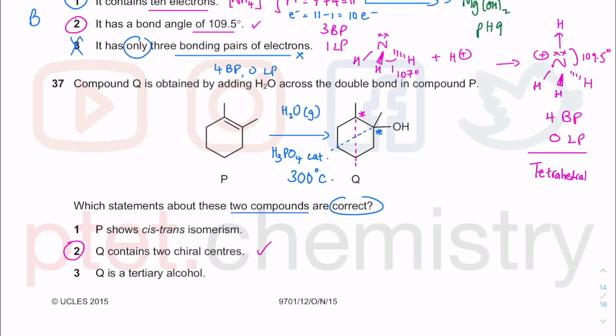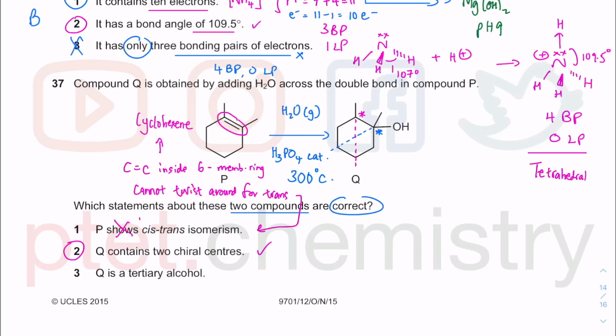P shows cis-trans isomerism. The thing about cyclohexene is that you have a double bond inside a 6-membered ring. So a double bond inside a 6-membered ring cannot form cis and trans, so therefore no cis and trans. They cannot twist around easily for the trans, and therefore there is no cis and trans. So it does not show cis and trans. 1 is wrong, 2 and 3 are correct. That must be option C.